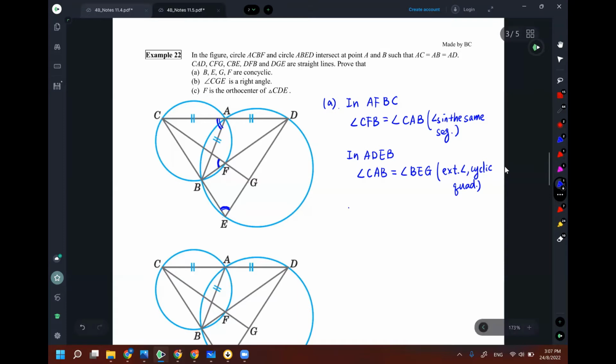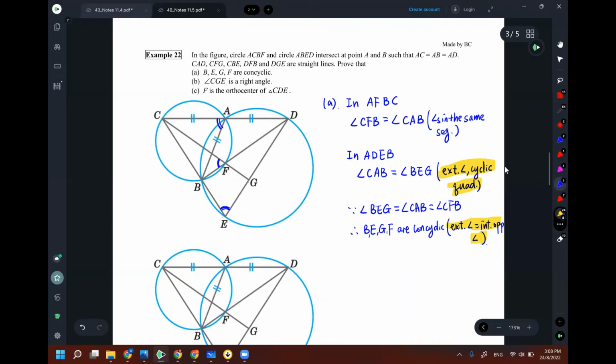So I have my final argument. Because angle BEG equals angle CAB equals angle CFB, therefore BEGF are concyclic. And I quote test 2: exterior angle equals interior opposite angle. Now pay attention, these two are not the same. They are converses of each other, so pay attention to their reference.